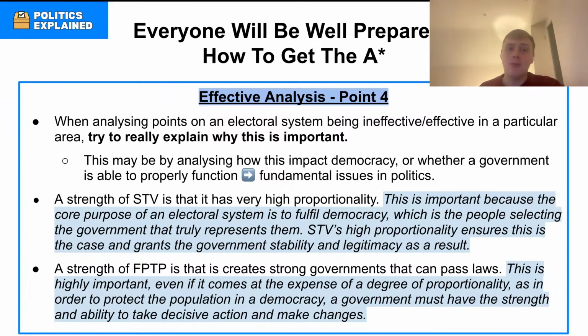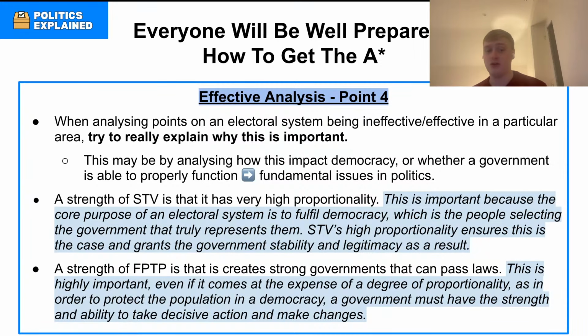And then finally, when analysing points on an electoral system being ineffective or effective in a particular area, try and really explain why this is important. So this might be analysing how it impacts democracy or whether a government is able to properly function. So a strength of STV is that it has very high proportionality. Don't stop there. Analyse why it's important. This is important because the core purpose of an electoral system is to fulfil democracy, which is the people selecting the government that truly represents them. STV's high proportionality ensures this is the case and grants the government stability and legitimacy as a result.